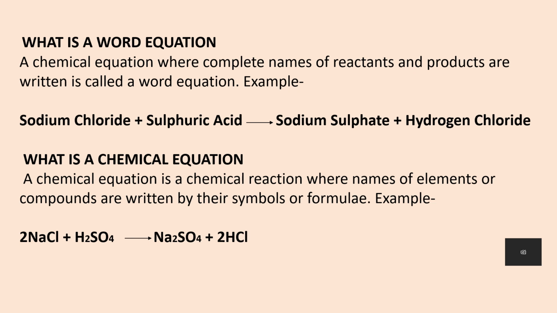An equation can be represented in two ways. If the complete names of elements or compounds are written, then it is called a word equation. But if instead of names, the symbols of elements or compounds are used, it is called a chemical equation.